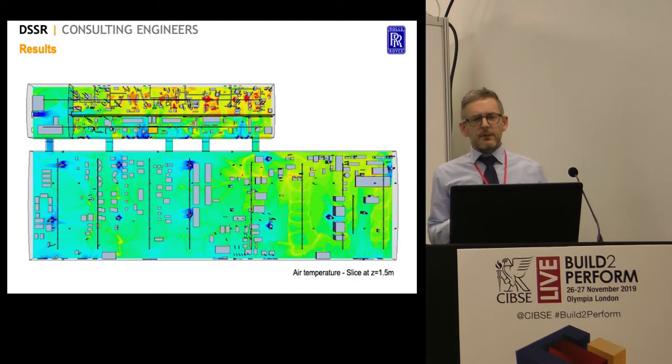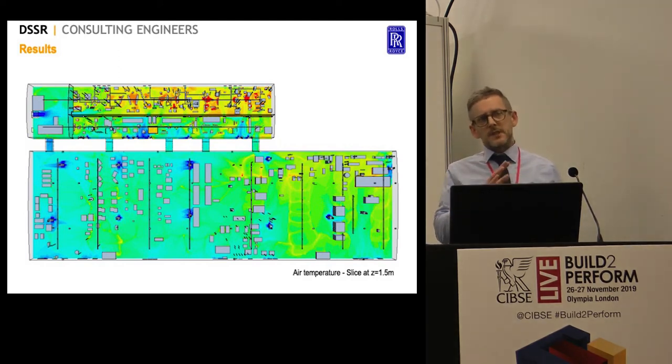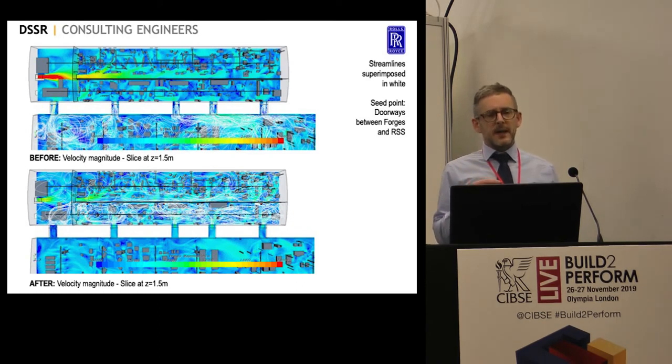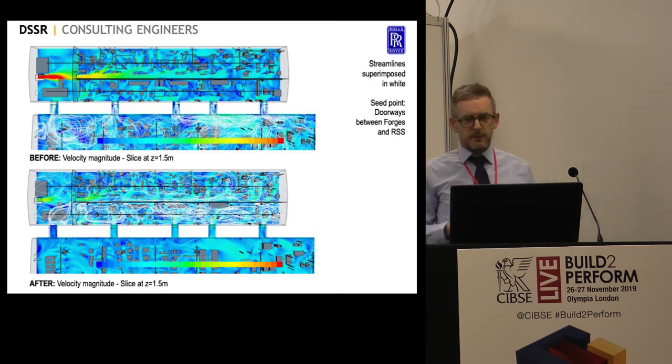The results we were able to give Rolls Royce included things like temperatures at occupied level. They were able to see that the hotspots and cold spots predicted by the model tallied up with the extremes on site. We were able to give them velocity plots showing before and after our designs were implemented. Before, there's a high inflow through the loading doors in maintenance and die, and a flow from the forges into RSS, bringing all that carbon particulate. And when we finish the design and implement it, there's a flow in the opposite direction, less flow through the loading doors, and obviously better comfort from that perspective.